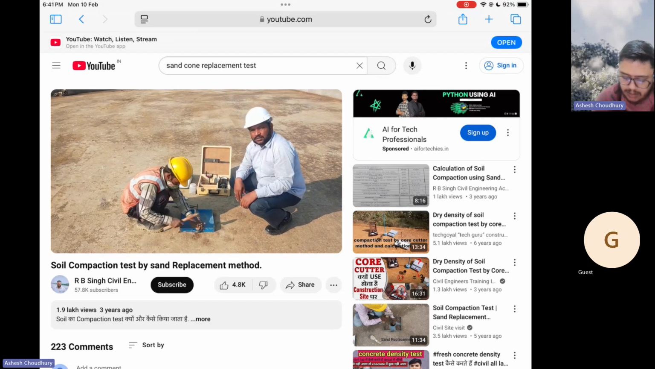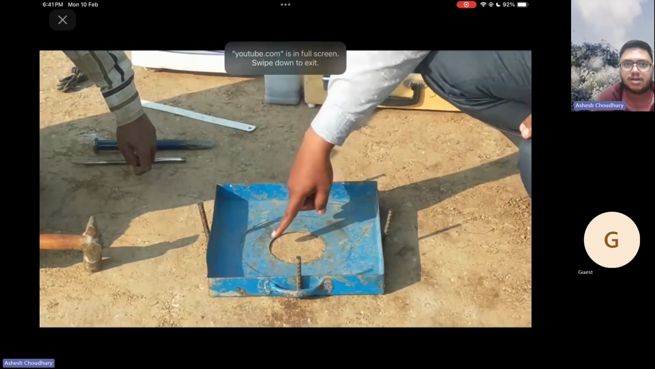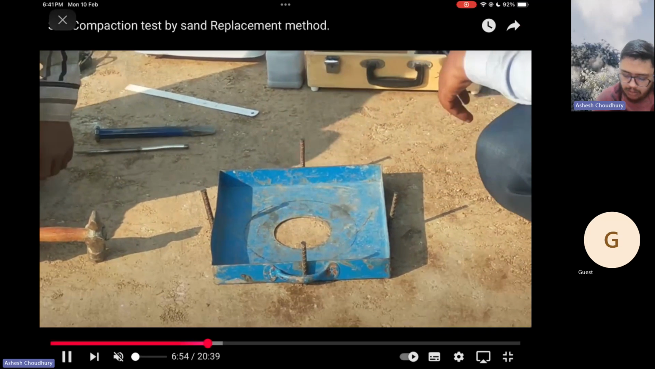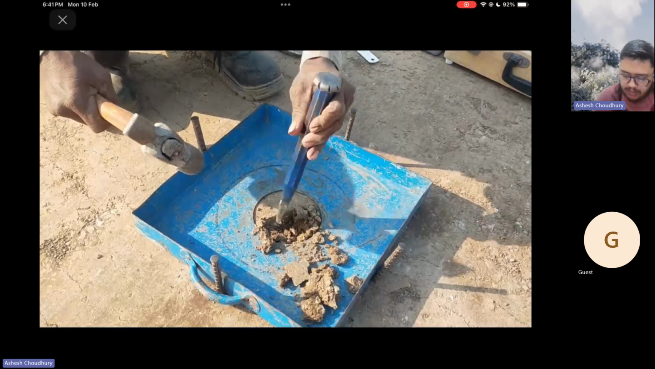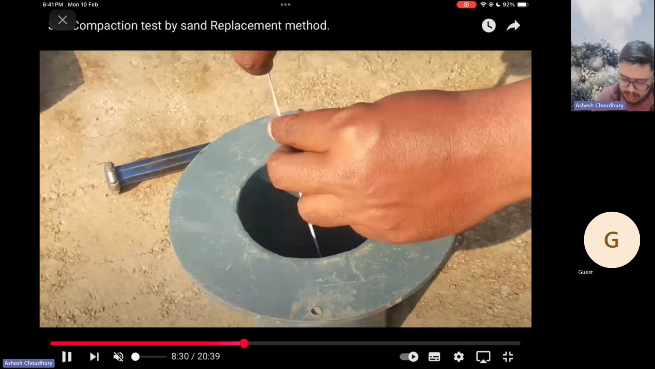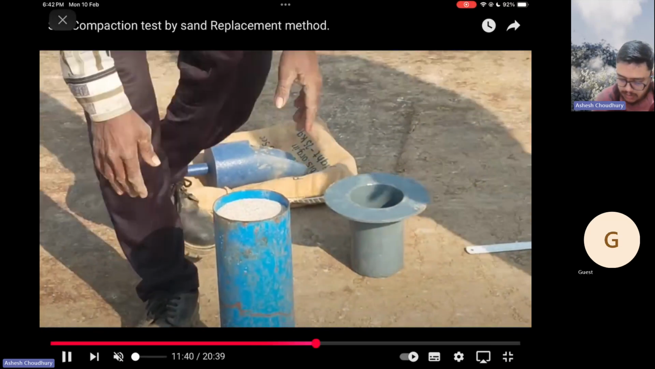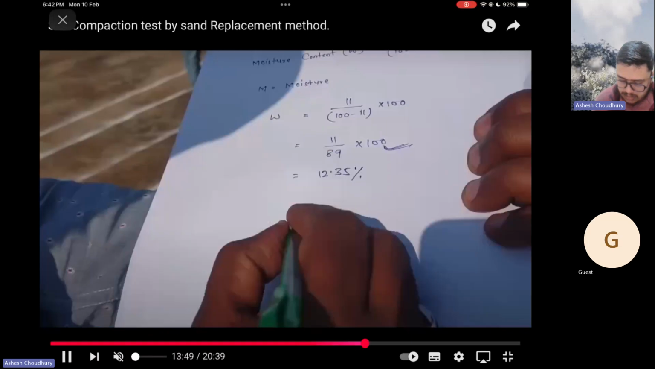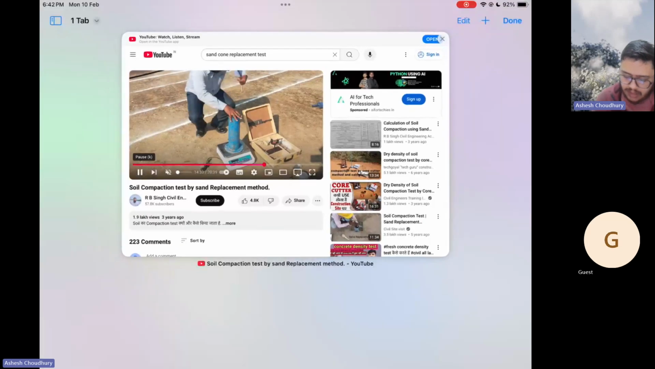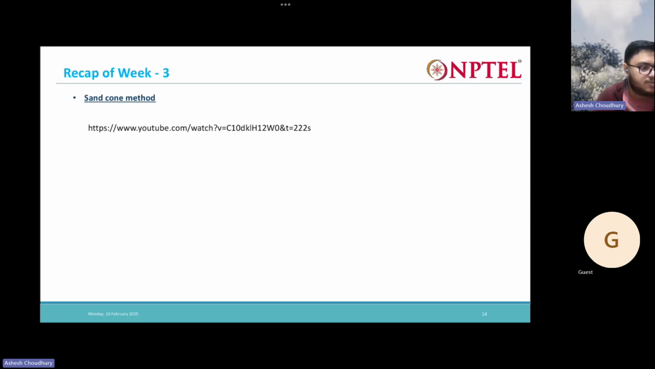This is the plate I was talking about, with a small hole in the center. When you excavate, you should retain all that soil because you need to take its weight. This is the calibrating cylinder, used to calibrate the weight of the sand in the cone. I'm not watching this now. You can see it later when you have free time. Many videos are available.